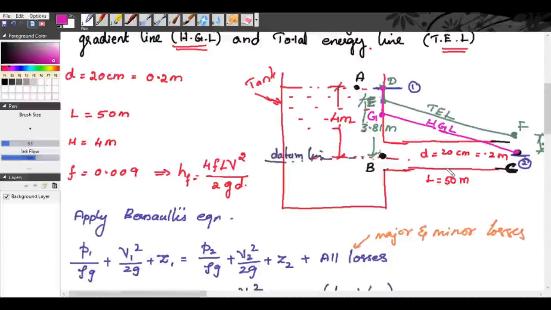So hope you understood this problem. We will see two more problems related to this hydraulic gradient line and the total energy line in the next class. Thank you.